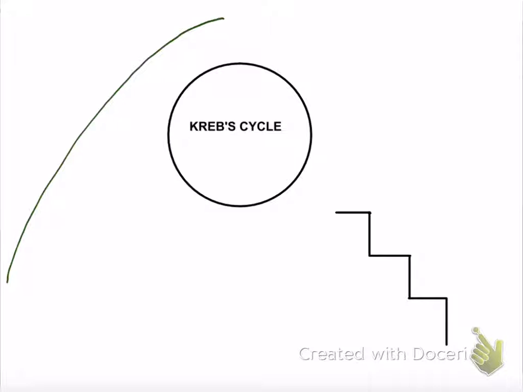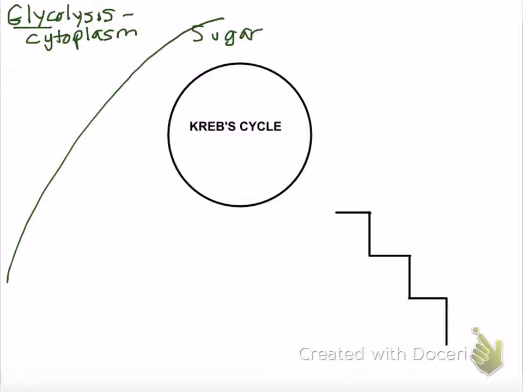The first step of cellular respiration happens outside the mitochondria. This first step is called glycolysis. So glycolysis happens in the cytoplasm. Glycolysis, by its name, glyco means sugar, and lysis means to split. So it's splitting sugar.